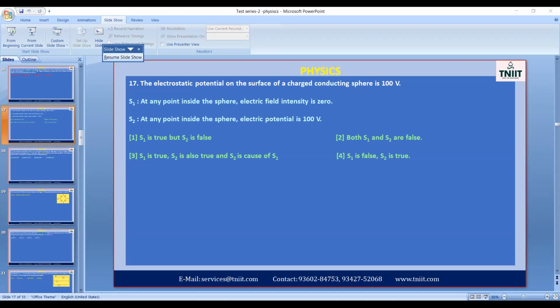The current in the conductor varies as a function, that is 3t plus 4t square. Now they are asking you to find the electric charge between the time 1 to 3 seconds.